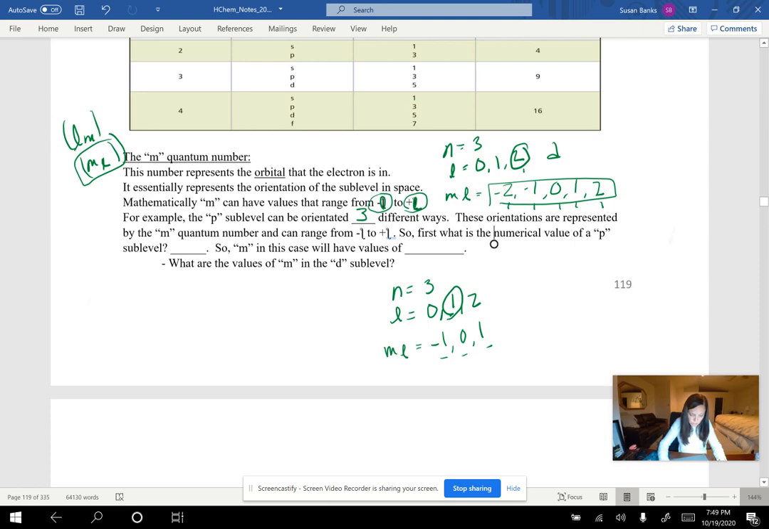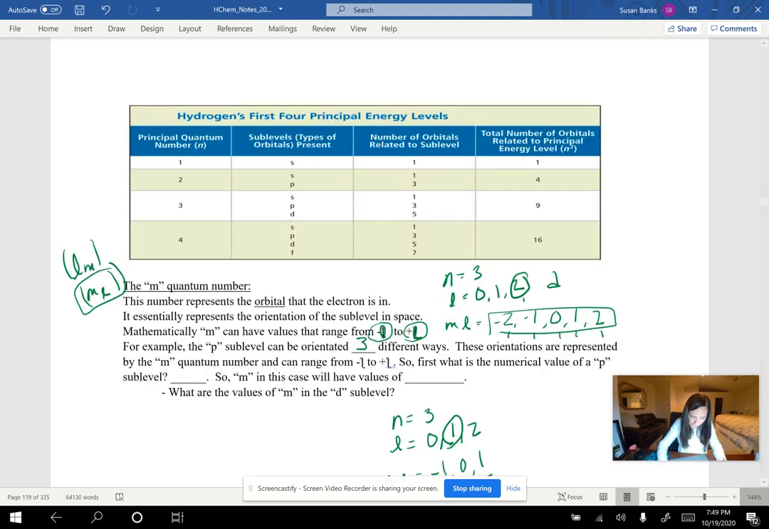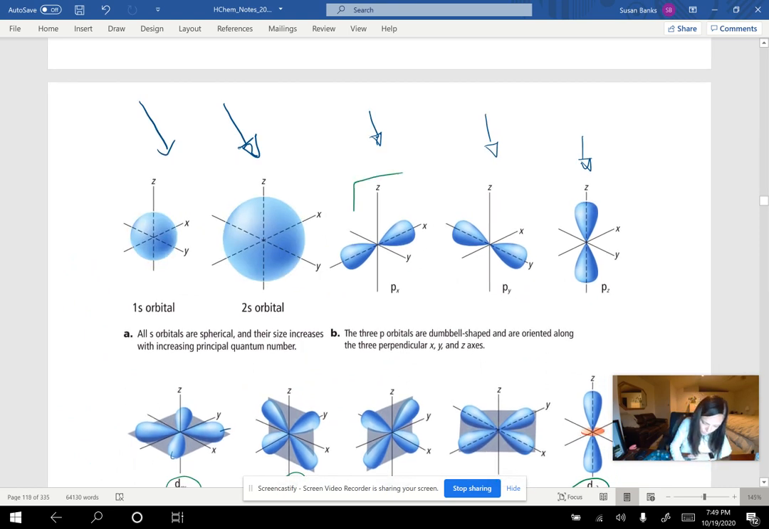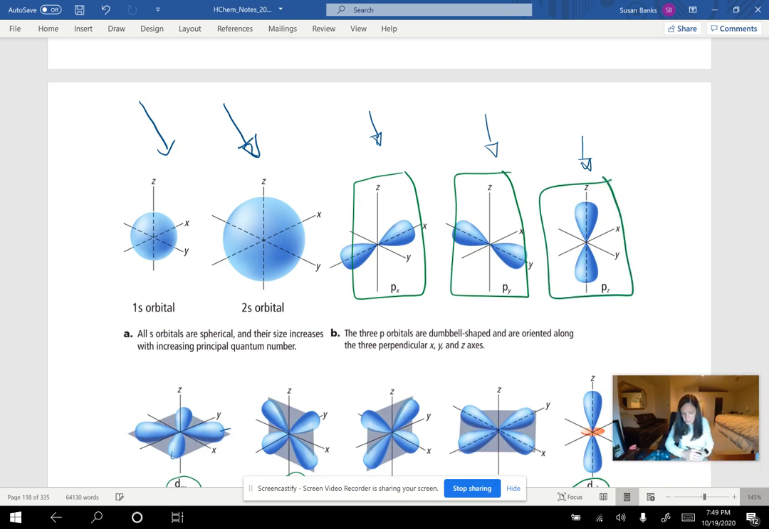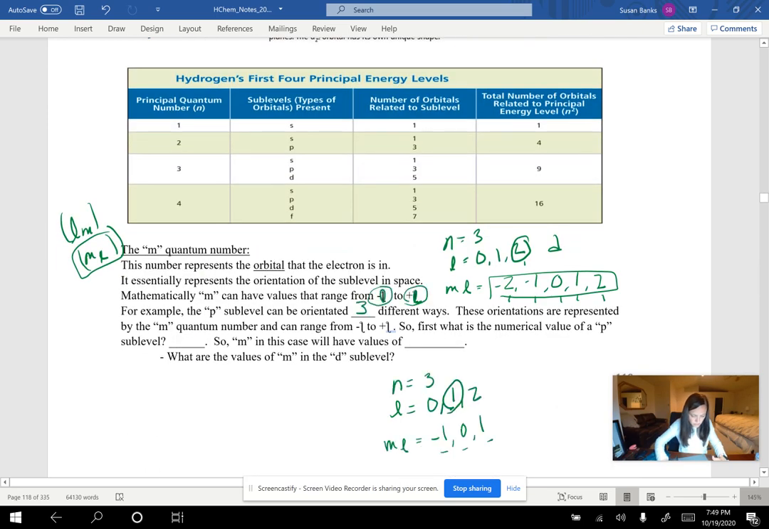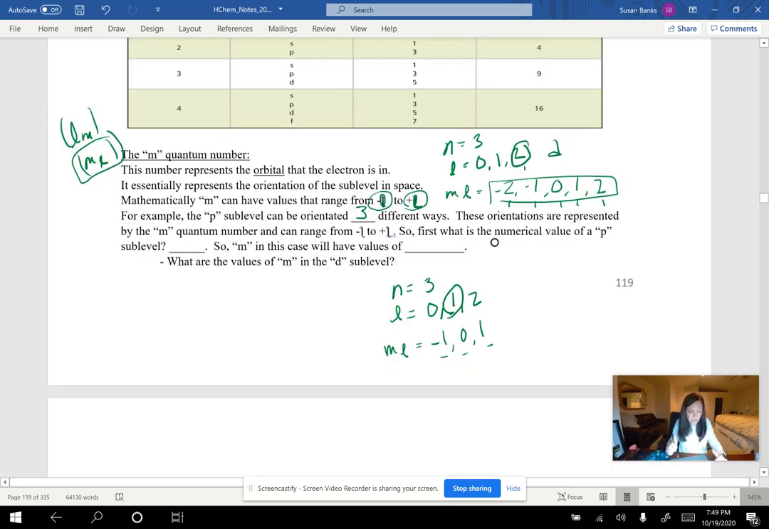Let's look at a p orbital really quick. If I look at my p orbitals, lo and behold, I have 1, 2, 3 orientations that I can have. I can have them on the x-axis, on the y-axis, or the z-axis. Okay? So it just tells us what orientation and which orbital that electron is in. These orientations, represented by the M sub L quantum number, can range from -L to +L.